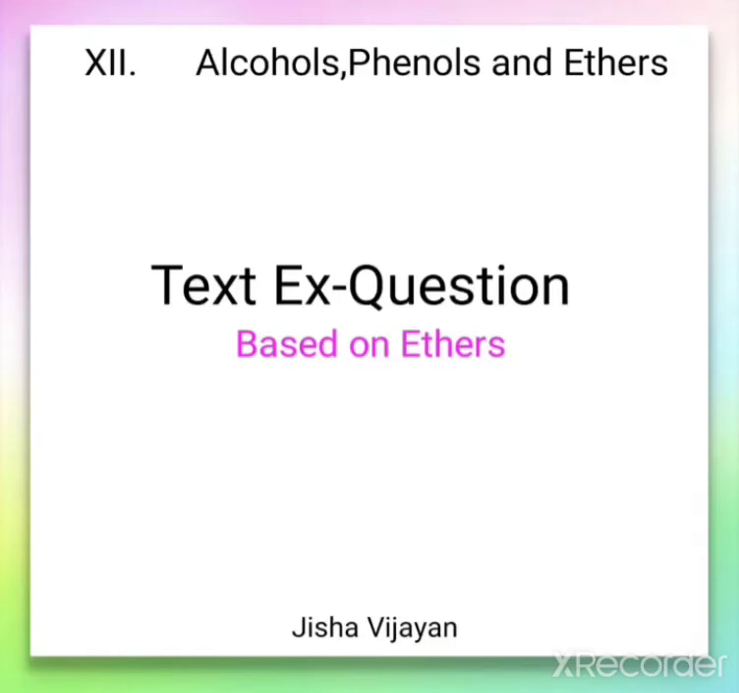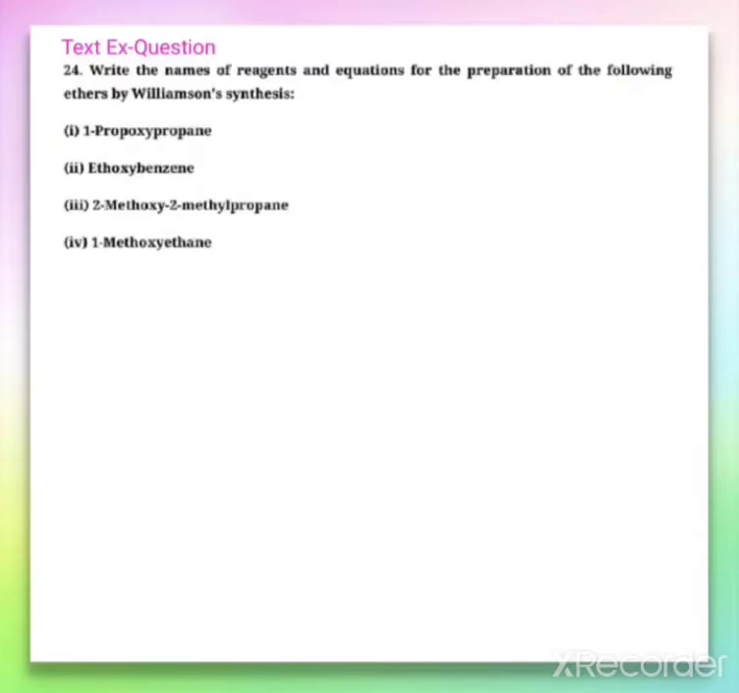Hello students, let us discuss some text exercise questions based on ethers. Question number 24. Name the reagents and write the equation for the preparation of the following ethers by Williamson synthesis. Here, some names of ethers are given. We need to identify the reactants which should be used in order to prepare these ethers by the method Williamson synthesis. So let us do this problem one by one.